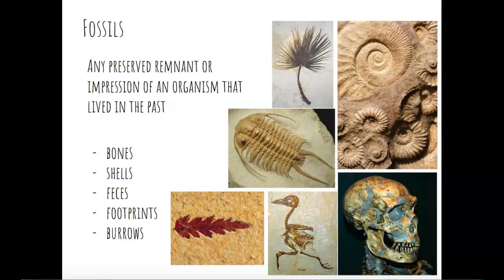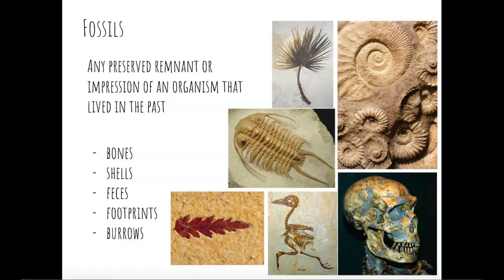You can also have imprints of things such as plants, where the cells of plants are replaced by calcium carbonate and therefore create a fossil over time. Using fossils, we can attempt to reconstruct what ancient ecosystems looked like based on the types of organisms that we find fossilized in the same areas.